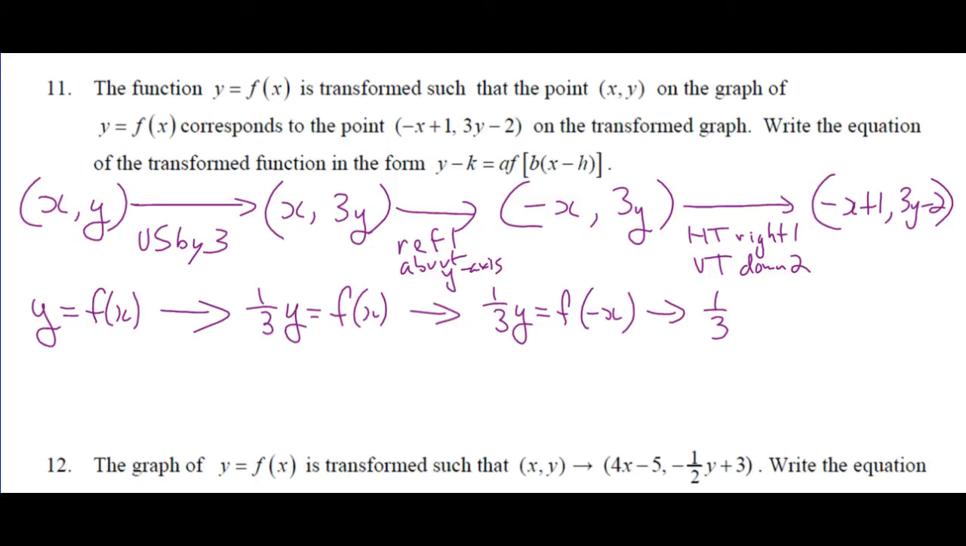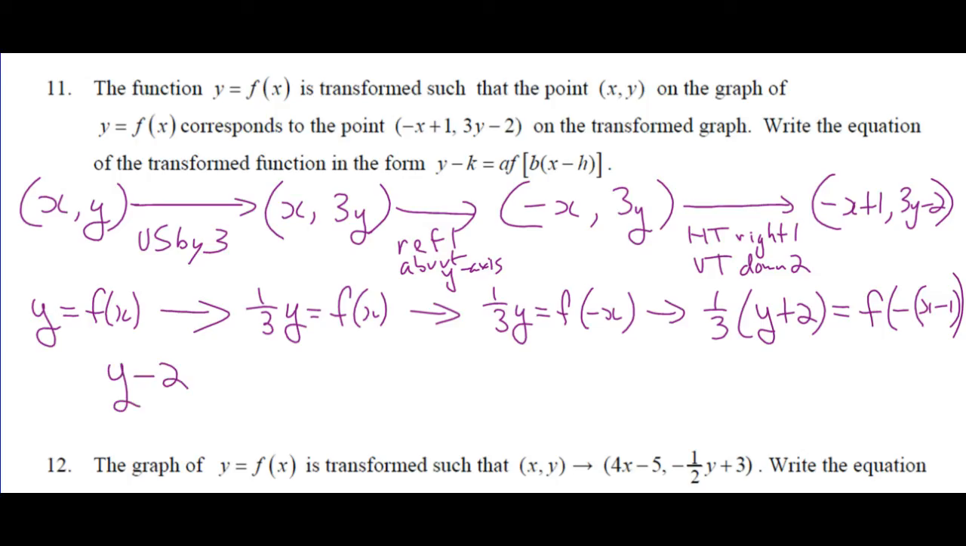1/3 bracket y plus 2 is equal to f of negative bracket. Yeah? Okay. But there's a negative in front of the x. Who cares? If I replace an x with an x minus 1, what happens? It moves right 1. Am I in the form that we want it to be? Not yet. So I need to get rid of that 1/3. Okay, so how am I going to do that? I'm going to multiply by 3.